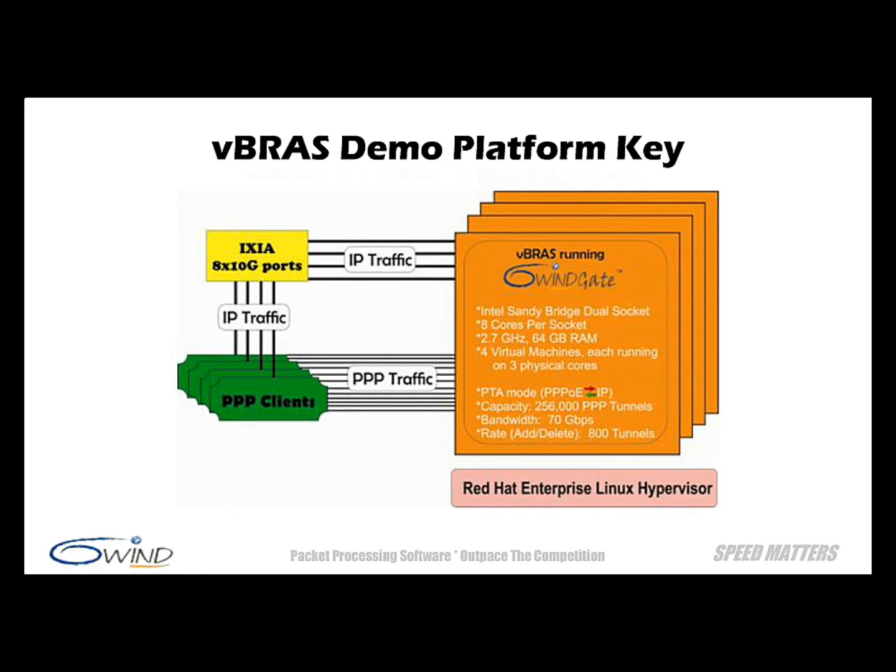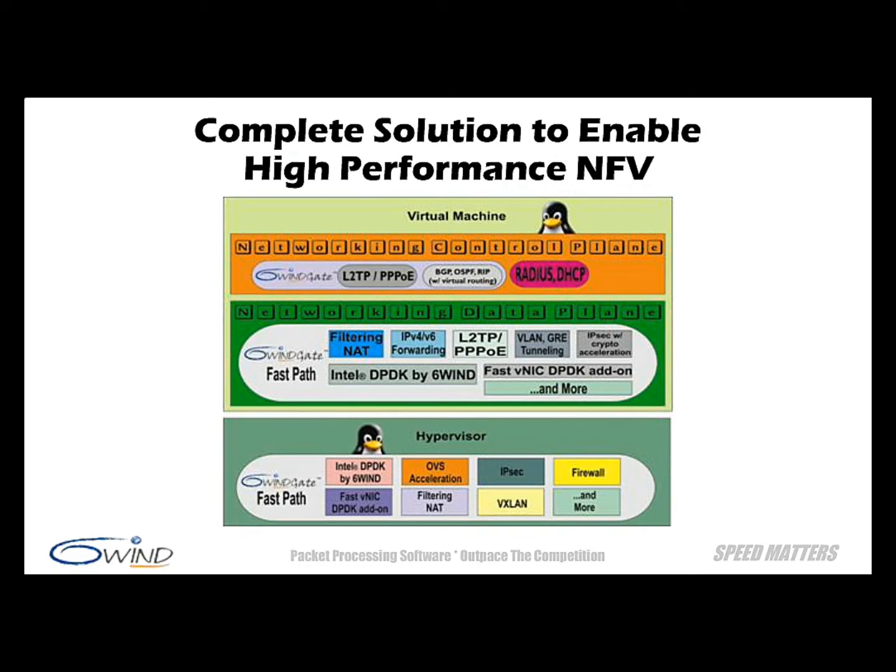These two examples of virtual switch acceleration and VNF acceleration can be combined together to build a complete solution giving the highest NFV packet processing performance. 6WINDGate in the hypervisor provides 10 times the Linux virtual switching performance and allows to create unprecedented services by combining OVS acceleration with the rest of the 6WINDGate FastPath protocols.